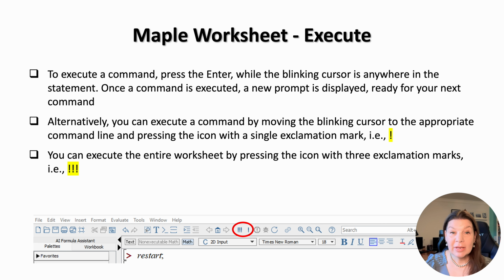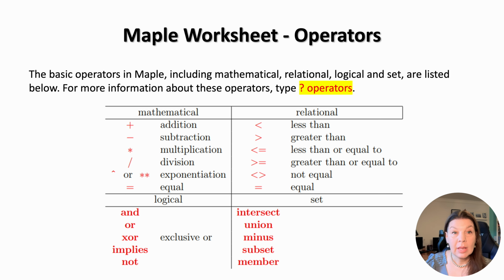To execute a command in Maple, you simply press Enter while the cursor is anywhere on the command line. Maple then evaluates the command and moves on to the next prompt. You can also use the exclamation mark that I've highlighted here, or the three exclamation marks to run the whole sheet from the beginning. Before we move further, it's worth briefly clarifying the operators that Maple uses.